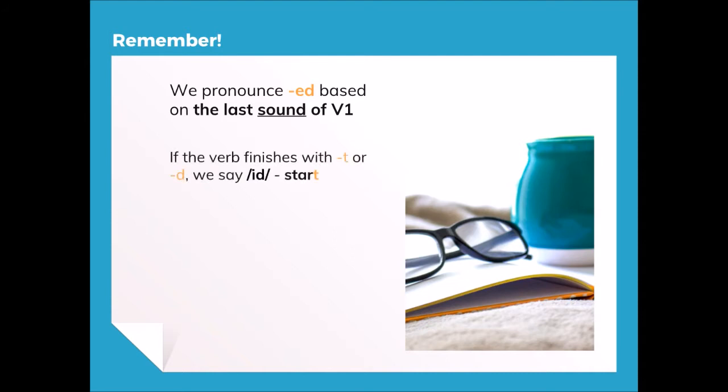So if your first form finishes with t or d, the sound like in start, you will add id and you will say id. I will say started. And this is not a big group of verbs. Be very careful. All the rest will never use a vowel and they will just have one sound in this ending. If the verb finishes with a voiceless consonant, I will say t. So talk, it is voiceless.